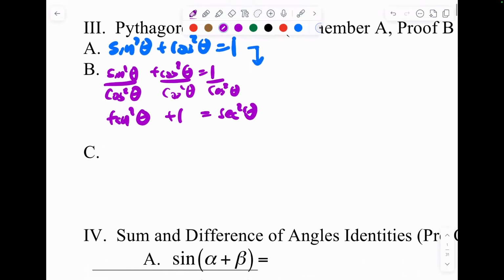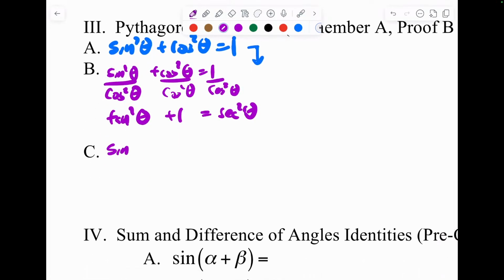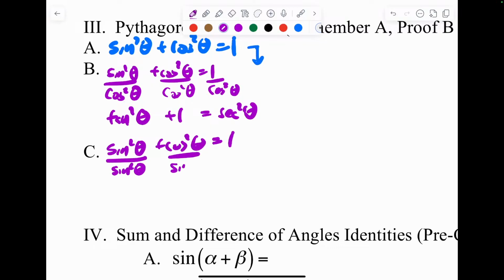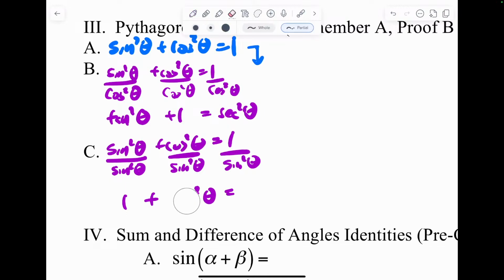And I can take this function again. I'm going to take the sine squared plus cosine squared. And instead of dividing by cosine, I'm going to divide it by what? Sine squared theta. So that's equal to 1 plus, no, that's not secant. This one is 1 plus cotangent squared theta is equal to cosecant squared theta. Thank you.